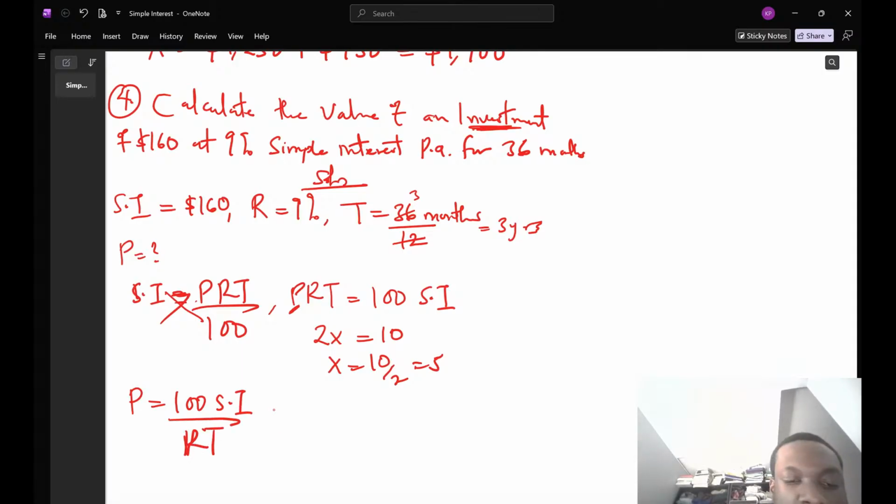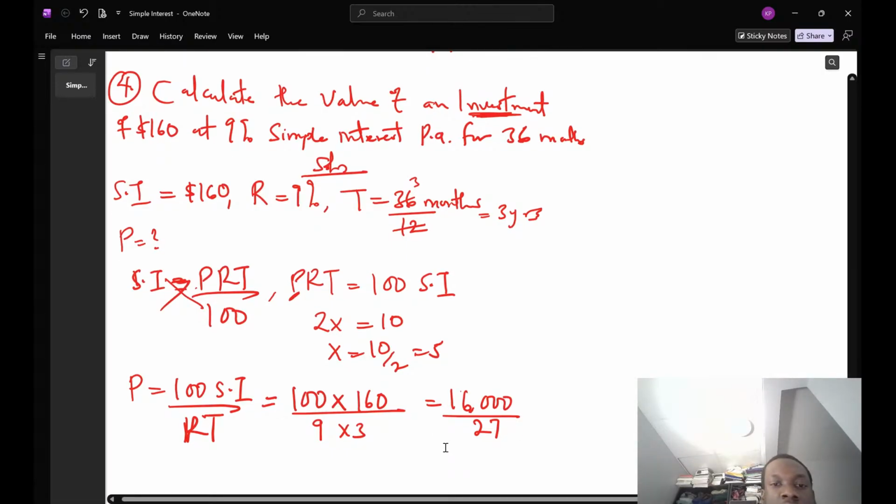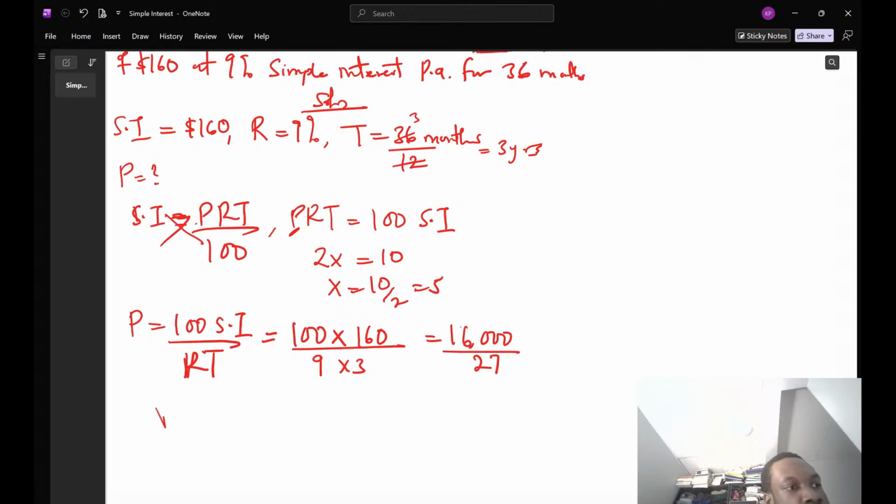Okay, over RT. So that will be 100 times the simple interest, which is 160. The rate is 9 and the time is 3 years. So we have 100 times 160, which is 16,000. 9 times 3 is 27. So if we do 16,000 divided by 27, our final answer should be 592.59. Okay, so this is the principal.